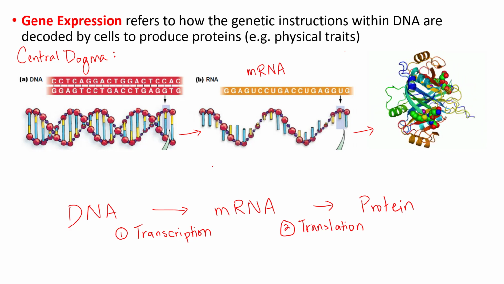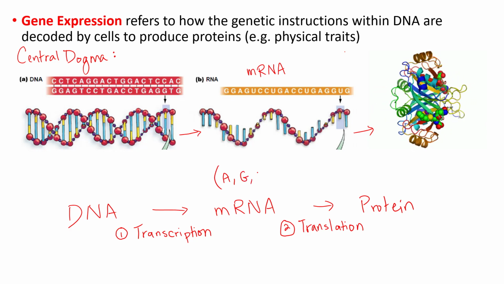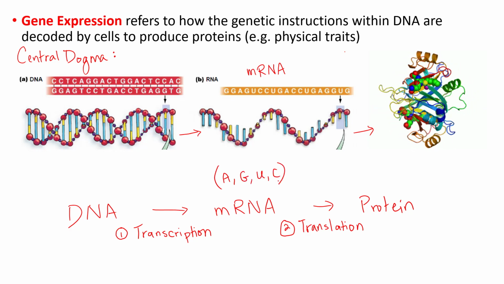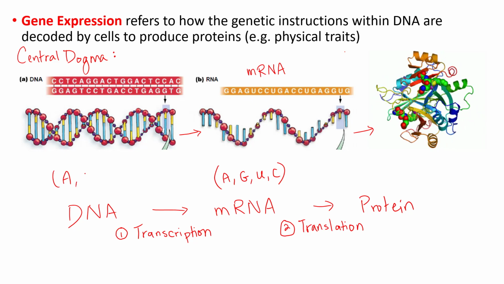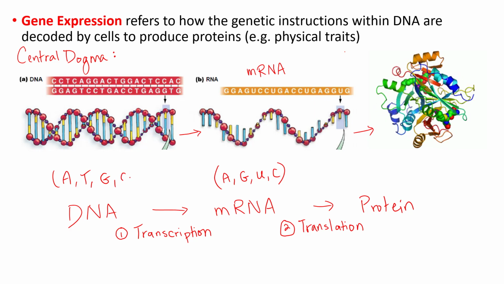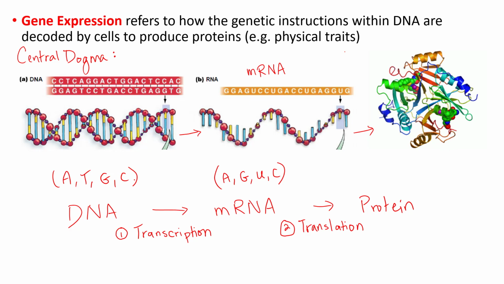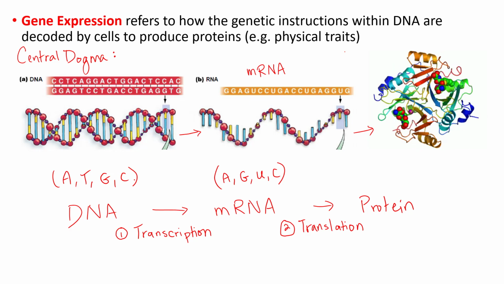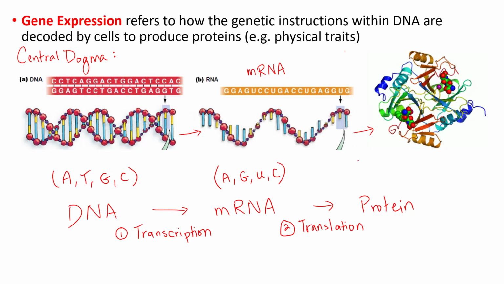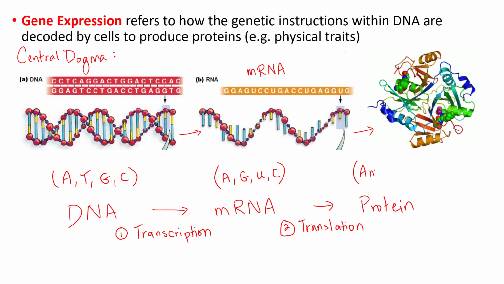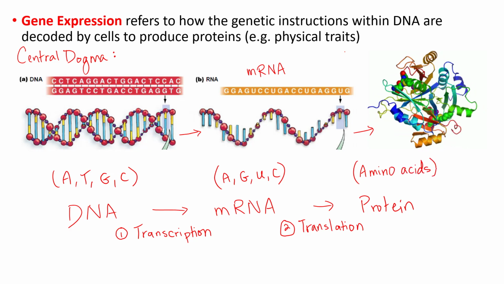So we're going to be changing from a chemical language, once again, the alphabet of RNA, A, G, U, and C. Now, recall the alphabet of DNA was A, T, G, and C. The alphabet is really similar between DNA and mRNA because they're both nucleic acids. But when we translate to protein, we're actually changing language. We're changing to the language of amino acids. So that is a different language.